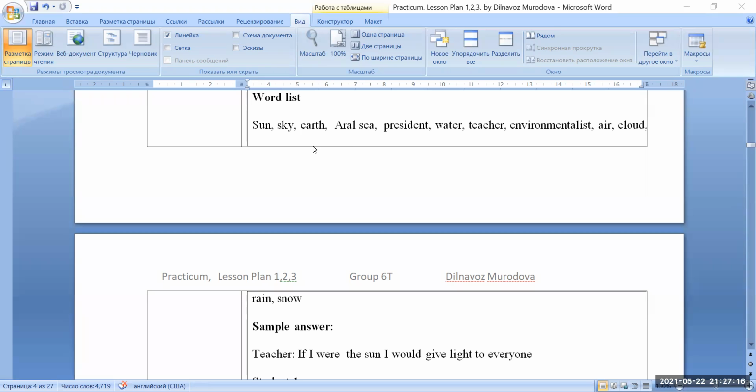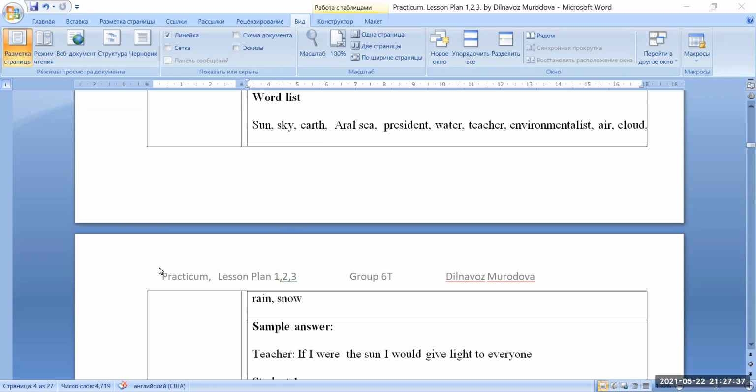Maybe you wouldn't dry. Yes, if I were the Aral Sea, I would never dry. Yeah, you would never dry. Yes, the Aral is drying day by day. It's also affecting our climate as well.